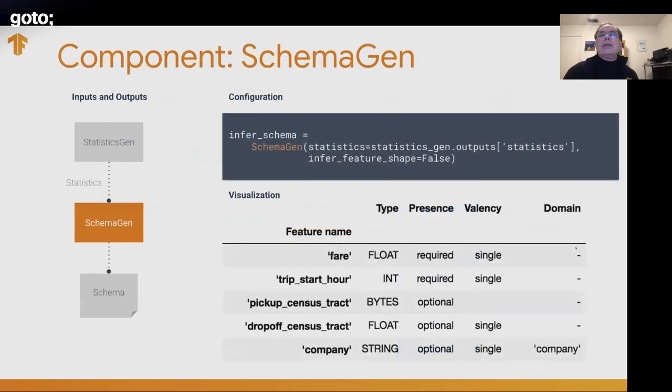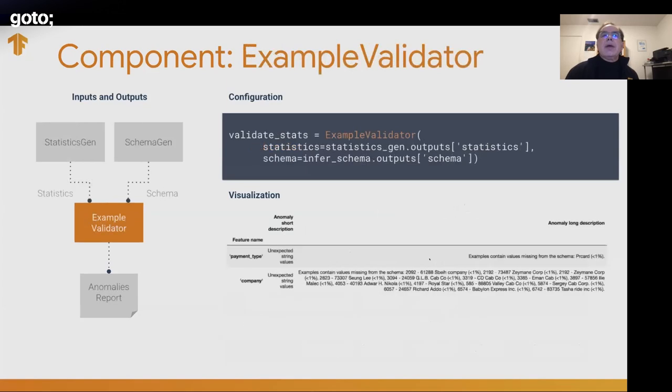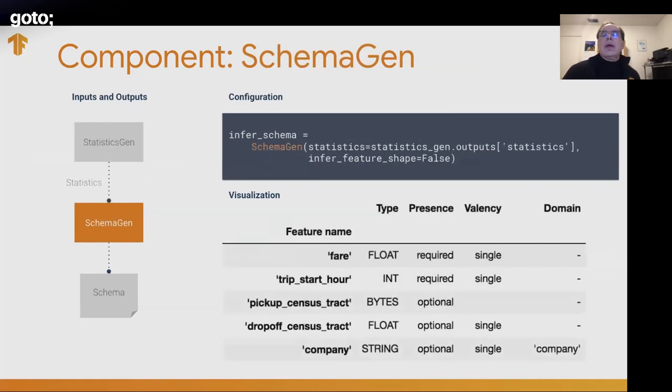The next component is SchemaGen, which tries to infer the types of our features. It makes a best effort to do that, but you may be smarter. You may know more than SchemaGen does about your domain and your data. So you want to take a look at the schema that it generates and potentially make adjustments to curate that schema.